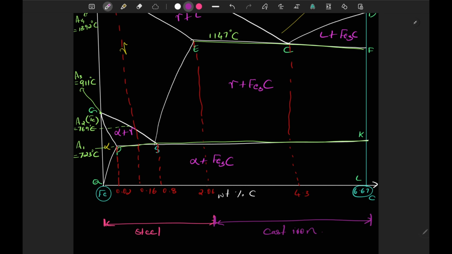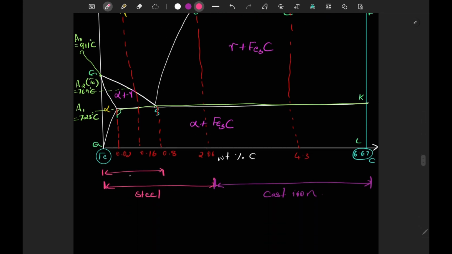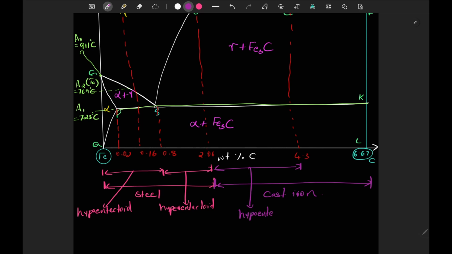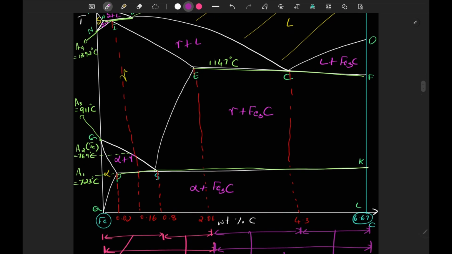And for steel and cast iron we can also classify them additionally. For steel, from 0 to 0.8 we have the hypoeutectoid steel, and from 0.8 to 2.06% we have hypereutectoid steel, and from 2.06 to 4.3 we have hypoeutectic cast iron, and from 4.3 to 6.67 we have hypereutectic cast iron. So these are the basic things that you have to learn from the iron carbon phase diagram.